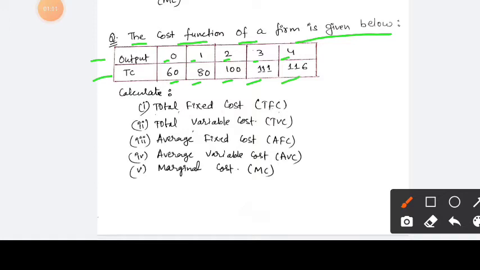So you are given this cost function and you are asked to calculate total fixed cost, total variable cost, average fixed cost, average variable cost and marginal cost. So with the help of this cost function, you have to calculate these costs. Let's see how to calculate this. Just now I have highlighted the formulas to you. With the help of those formulas, we will calculate these costs. So let's start the solution.